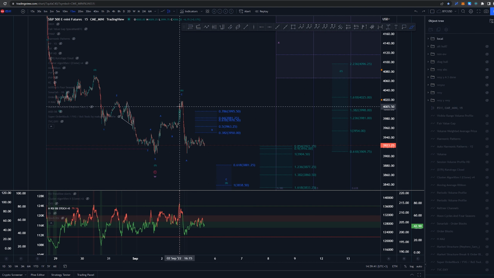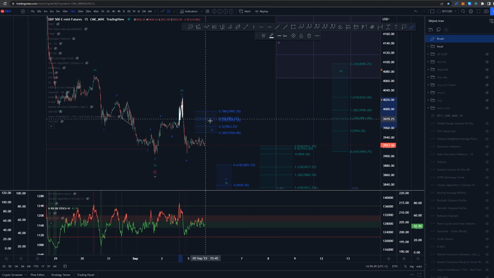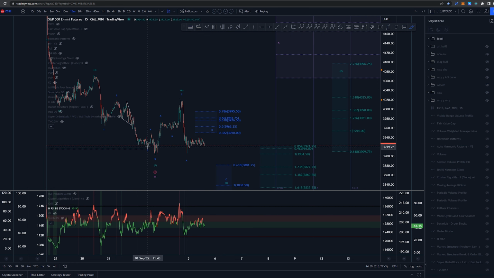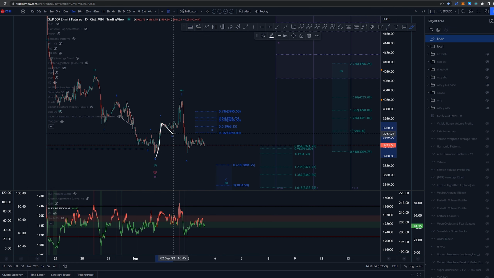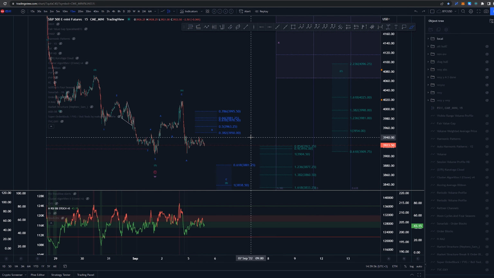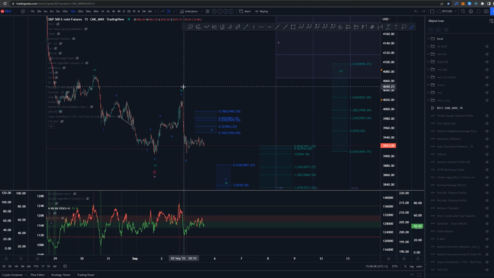Now, this was some kind of event again, some kind of data release, and therefore that's why again we got this very choppy movement, and I'm just going to be labeling it C. I'm sure there are going to be ways to label this as a WXY as well. I don't really mind either way. The point here is that this is going to be an A wave.